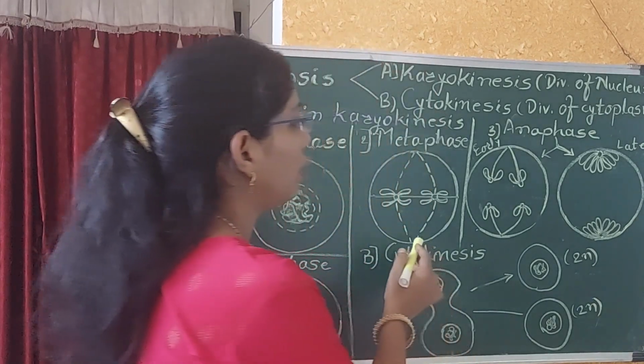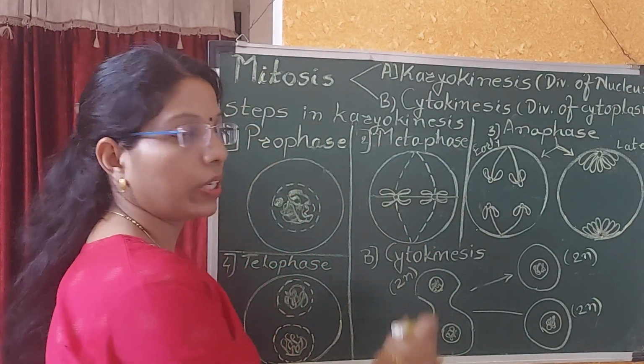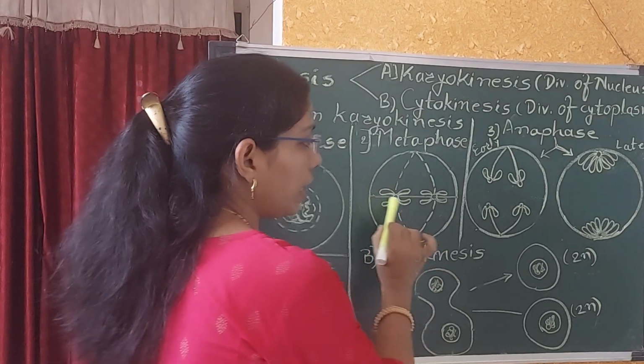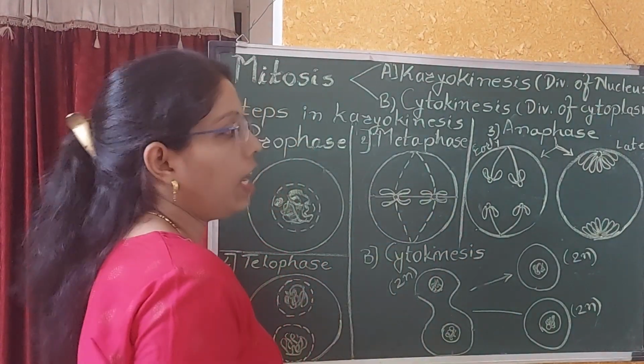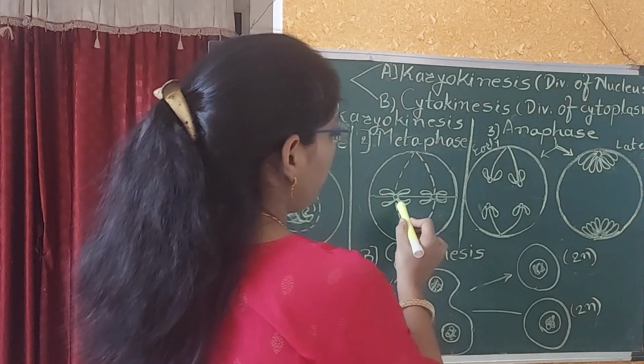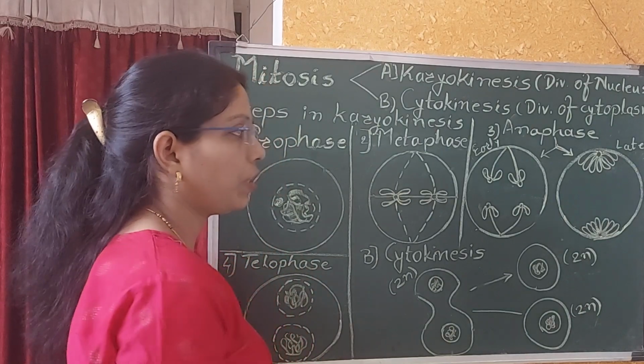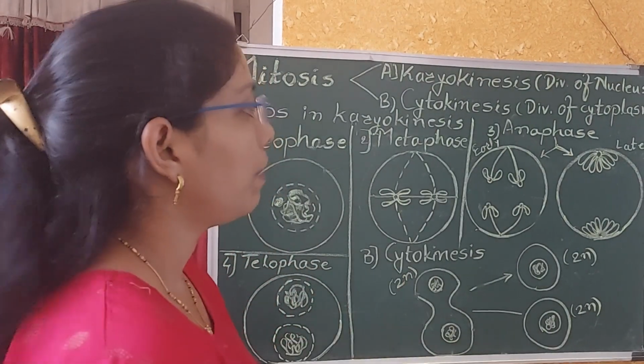So this is about the metaphase. First you have to write: chromosomes are horizontally arranged along the equatorial plane of the cell, and there are special types of fibers called spindle fibers. Formation of spindle fibers takes place in metaphase.